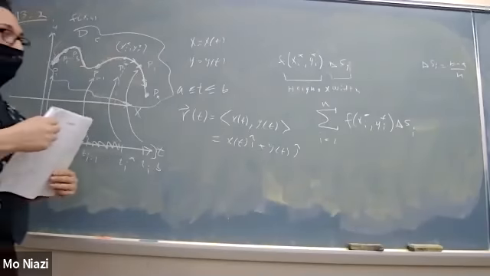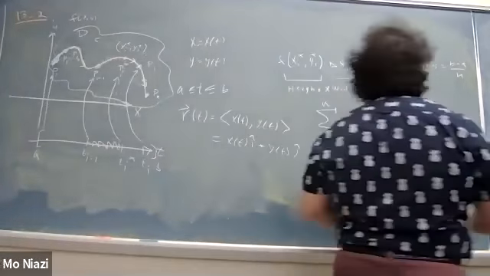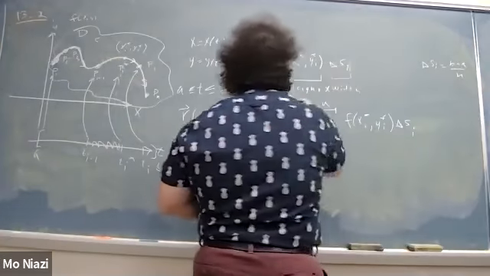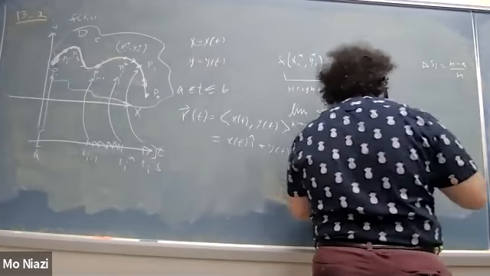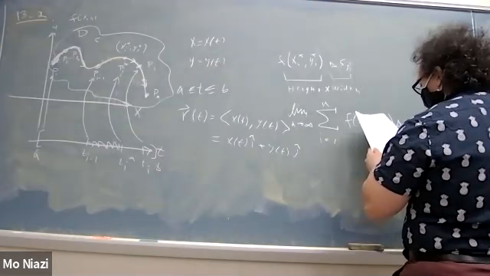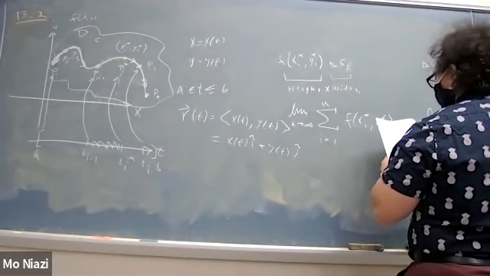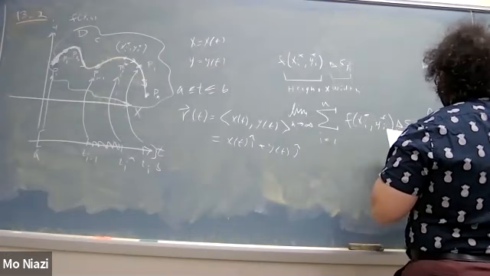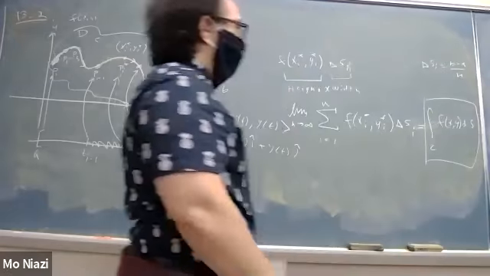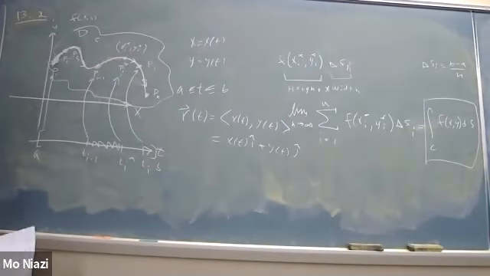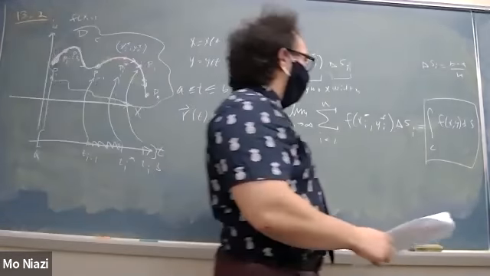If this approximates the area, then the limit as n approaches infinity will be equivalent to this integral right here, the line integral. This is called the line integral, where we put that C because we're integrating with respect to that curve C, that parametric curve C.